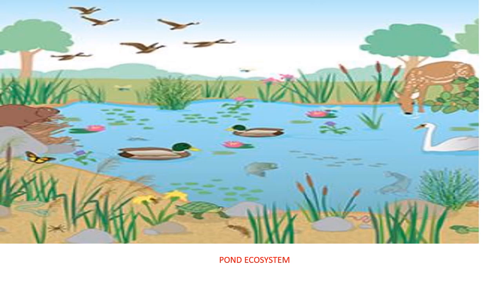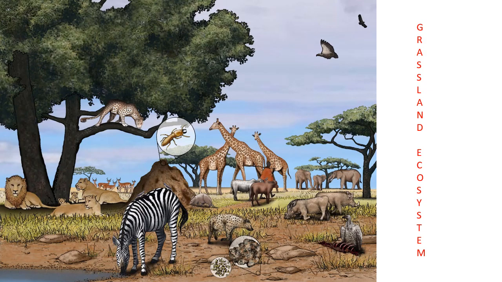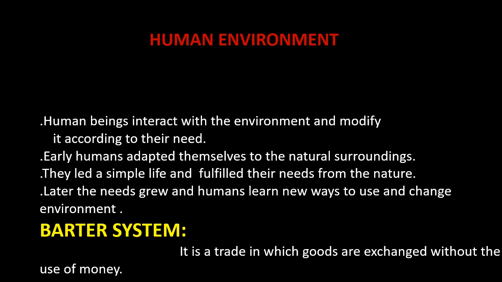Then we have this desert ecosystem. You can see cactus. By seeing cactus you can understand that it is a desert ecosystem. Then we have this grassland ecosystem. There could be an ecosystem of mountains, lakes, oceans and many other areas. So this is ecosystem. Now we come to human environment.